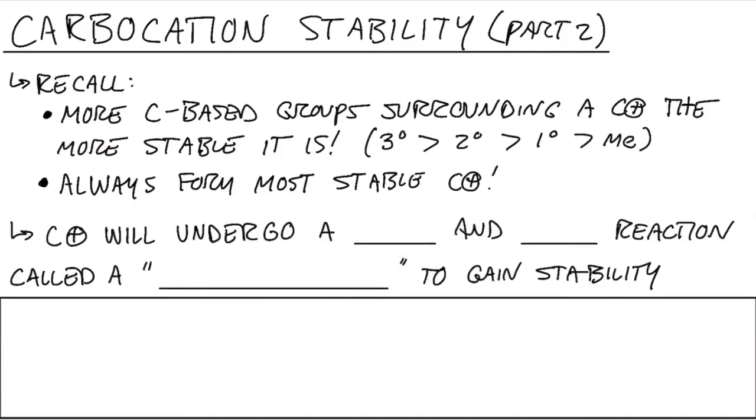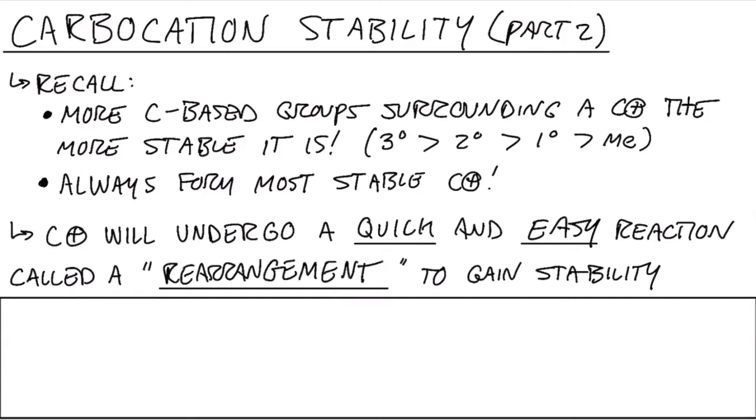And now let's add another piece onto that. If we have a carbocation and it's in a specific spot, it will do this sort of quick and easy reaction, which we call a rearrangement. And it will do that in order to gain stability. But it has to be, like I said, in a very specific type of spot. So let's look at an example.